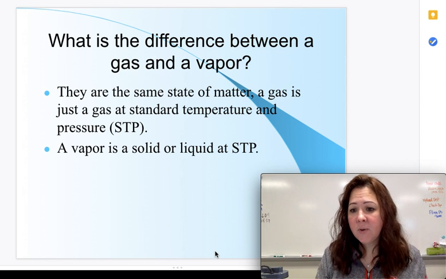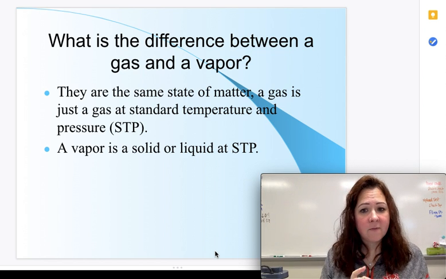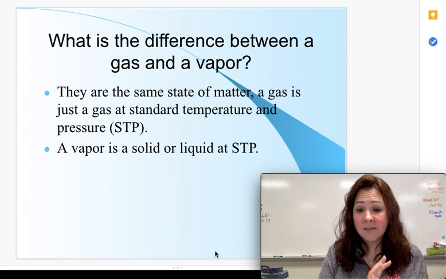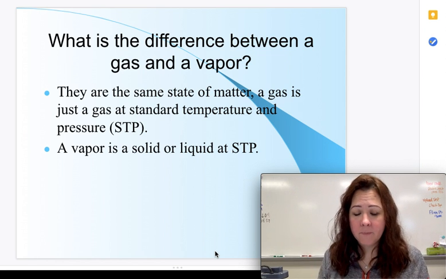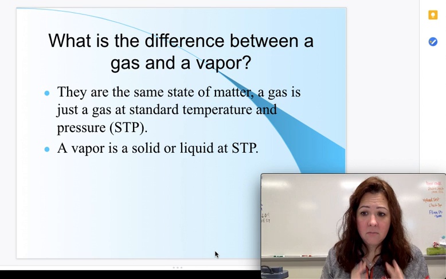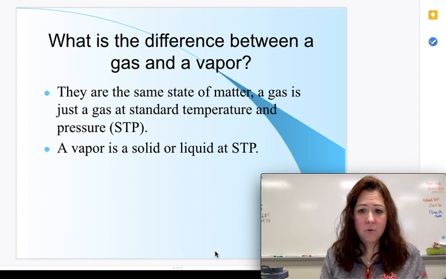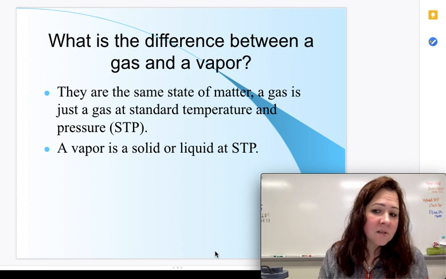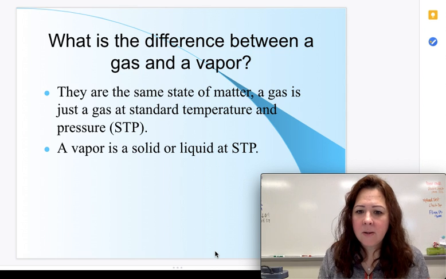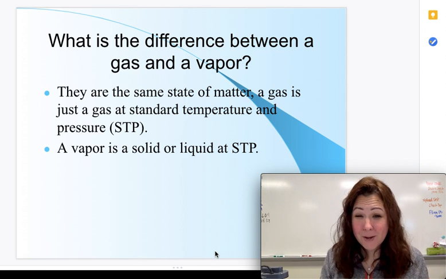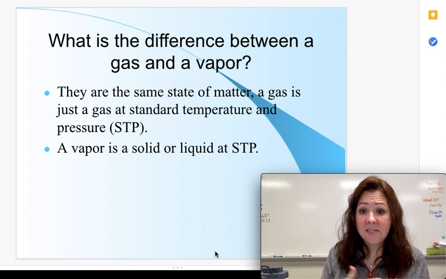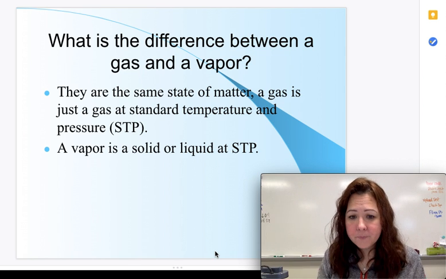So the first thing that we need to define that you might have seen used interchangeably last unit is the word gas versus the word vapor. Now they are both in the same state of matter. They're both a gas. It just depends on what state of matter they're in at room temperature, which actually it's not even room temperature, it's STP, standard temperature and standard pressure.